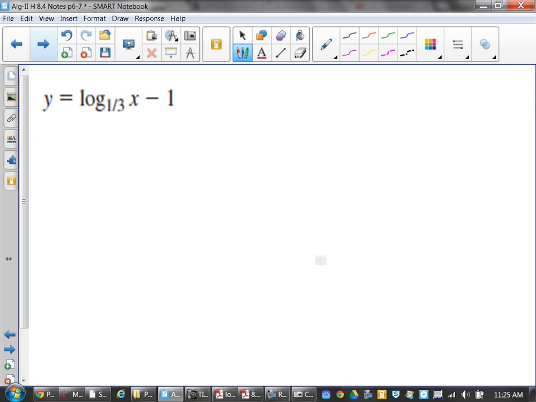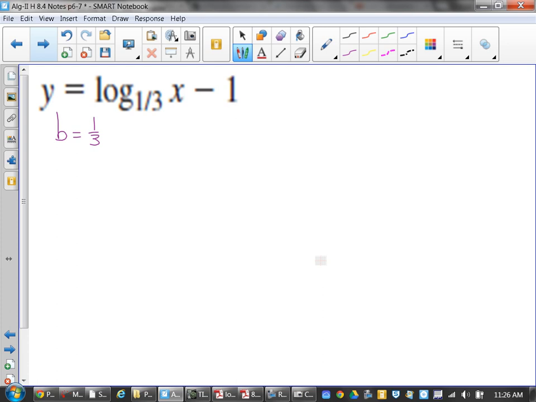Okay, so let's look at this graph. We're not using graph paper because that's silly. y equals log base 1/3 of x minus 1. So in this problem, what we have is a base of 1/3. What's my h value? 0. And k is -1.